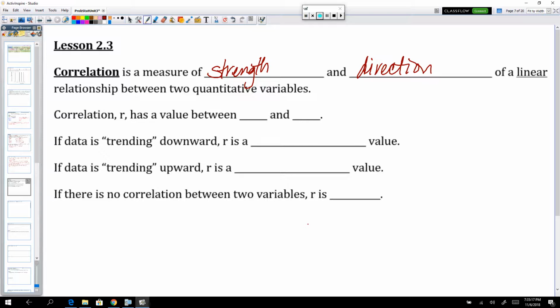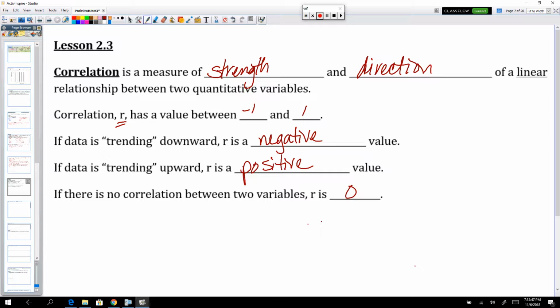A correlation, or R, is a value between -1 and 1. If the data is trending downward, if you can think of a negative slope, R is a negative value. If the data is trending upward, that R, that correlation, is a positive value. If there's no correlation between the two variables, R is 0.